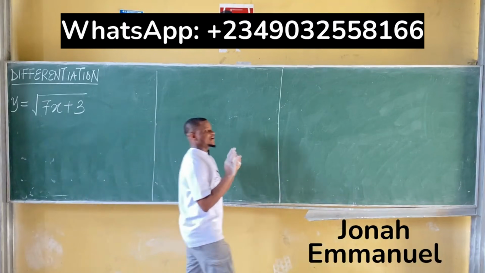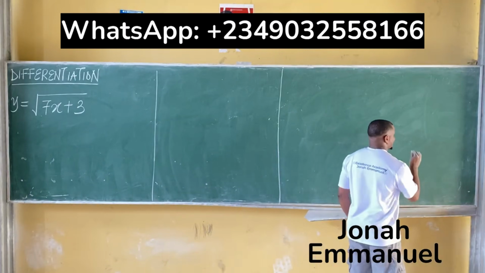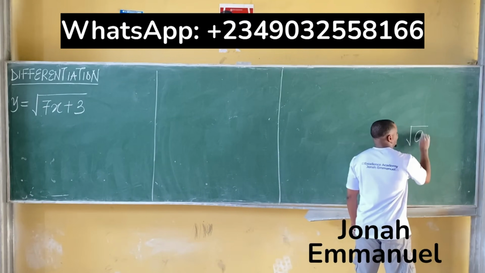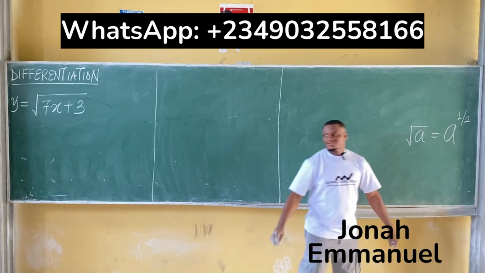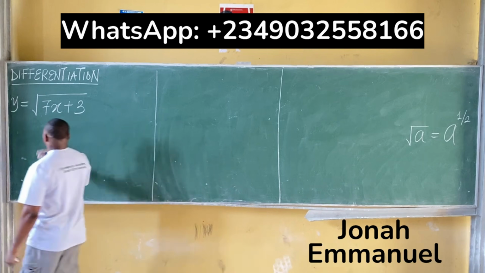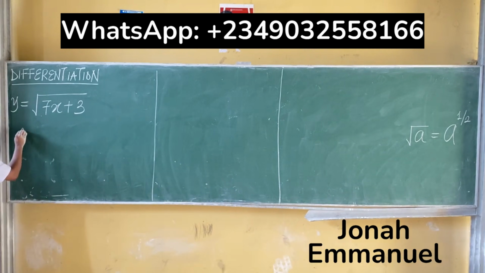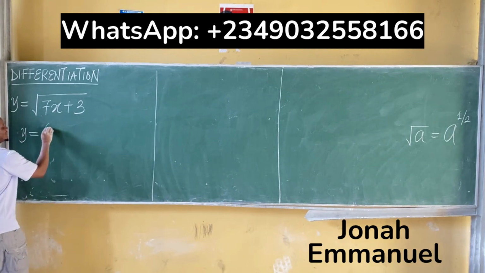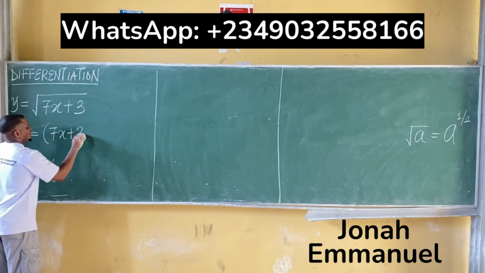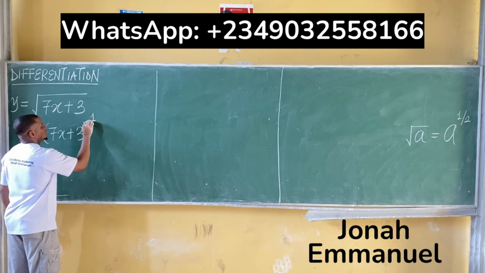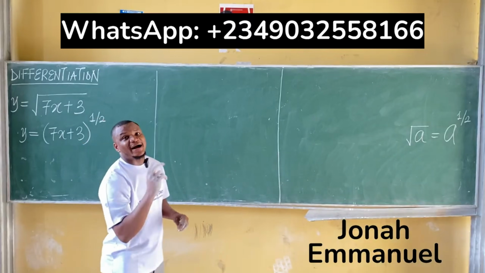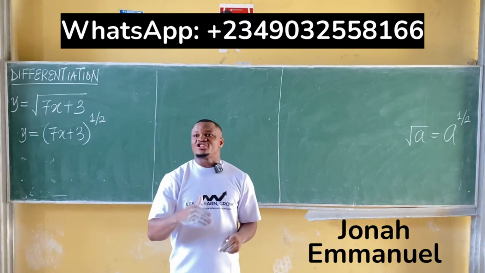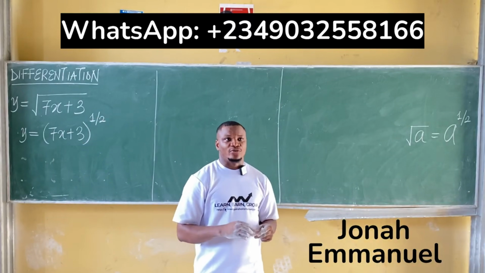Now, we know very well from indices that root a is equal to a to the power what there? 1 over 2. Good. That means this is the same as saying y is equal to what there? 7x plus 3 to the power what there? 1 over 2. This is a rational power. And for rational power, we use what there? Chain rule.